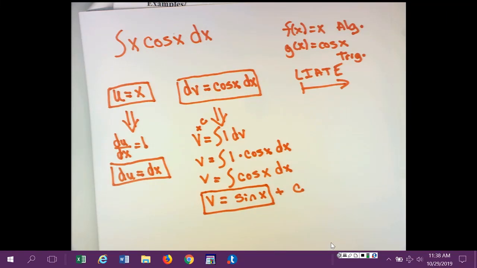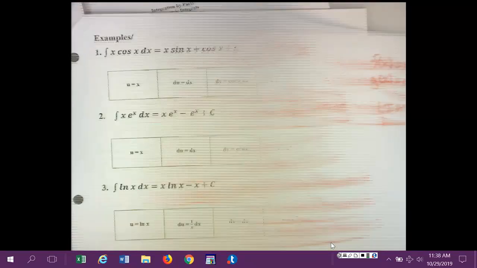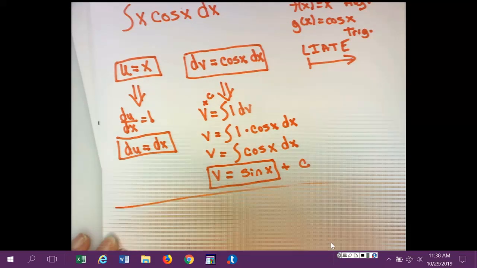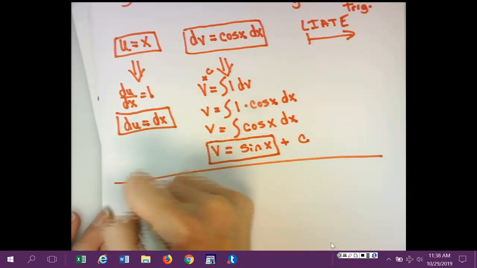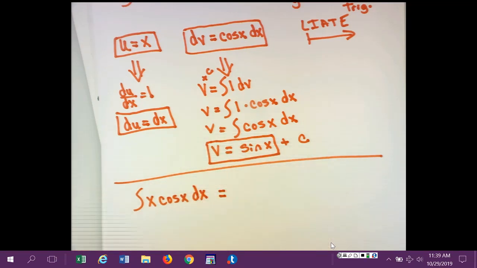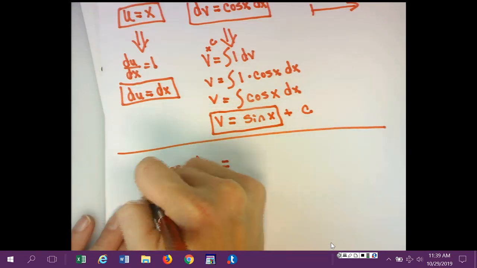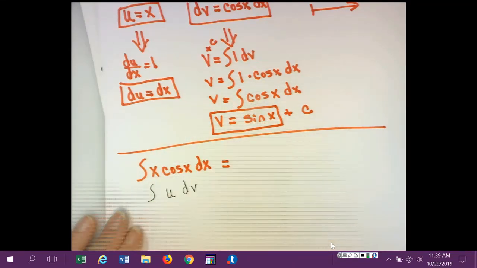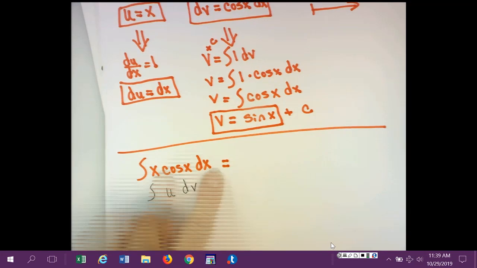Now that we have our 4 parts of integration, we can go through and show how we solve our initial problem. This is what I do. I write my problem, and then I take like a different color of pen. I just used orange, so I'll just use regular black ink. This left-hand side represents the antiderivative of u dv. Correct? u is x, dv is cosine x dx.